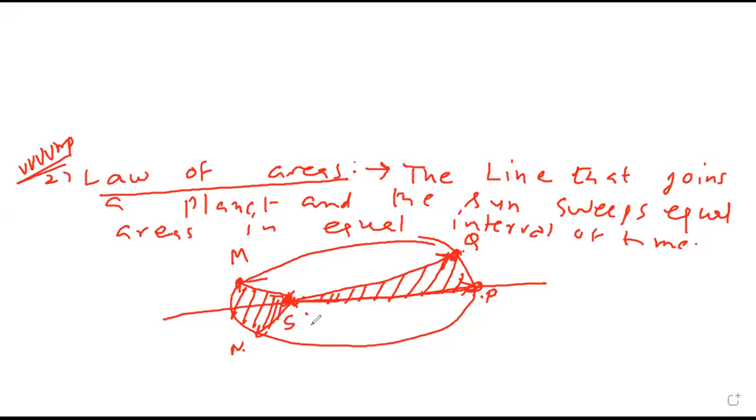Now we'll prove whether it is really true that it covers equal area in equal interval of time. What is the formula for area of a sector? Any of you know? Theta by 360 into pi r square, or can we say half L r, where L is the length of the arc?